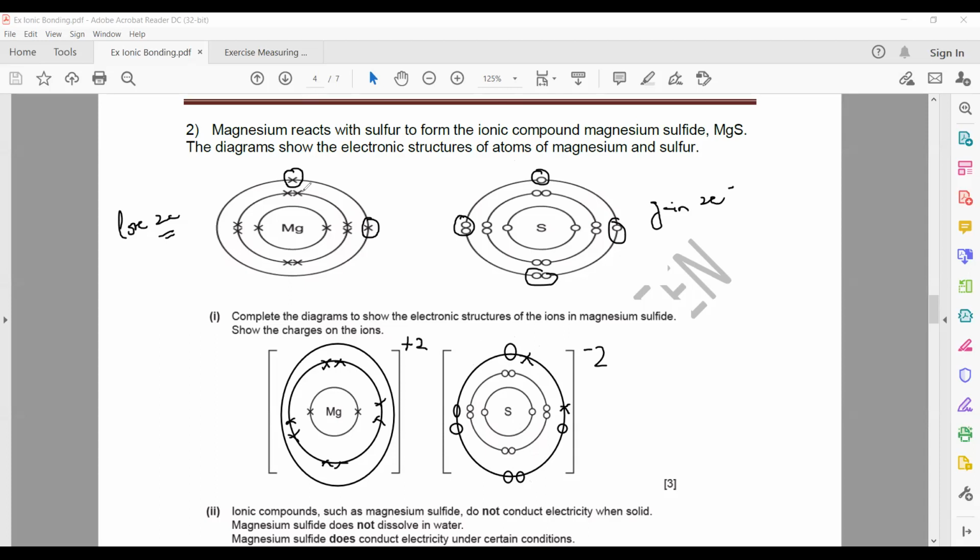Yes, we are not adding a shell, Abdullah. As you can see, there are already 3 shells, 1, 2 and 3. If you transfer electrons, actually 2 electrons transfer from magnesium to sulfur. So now in the last shell of magnesium there is no electron. You can draw this as empty, or if you don't draw it, that is also a right way.